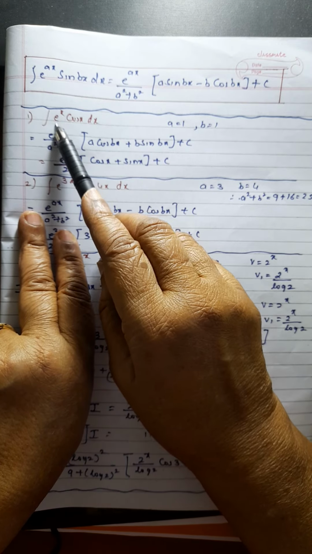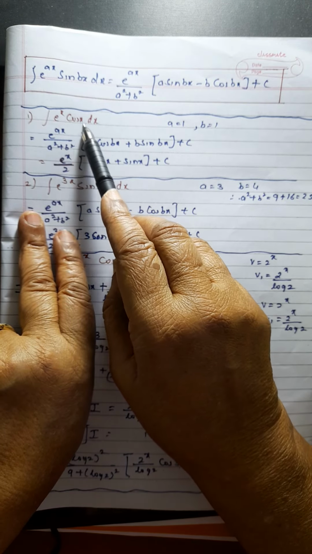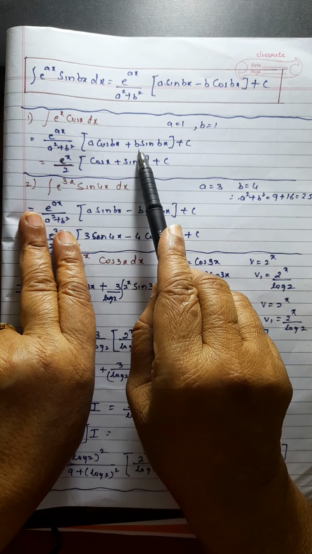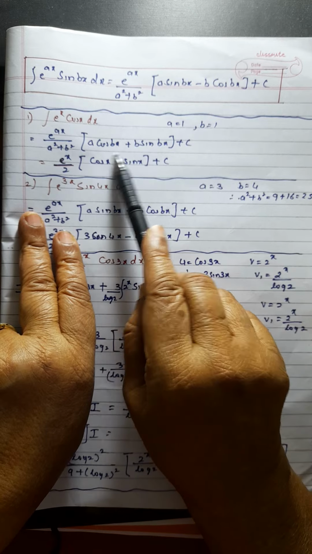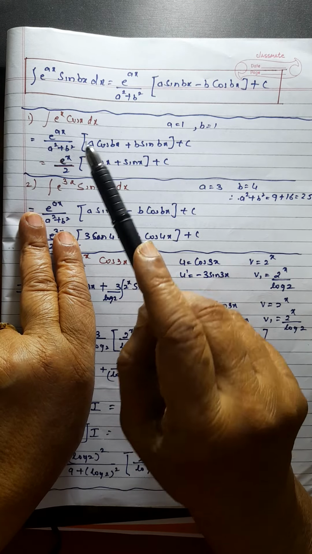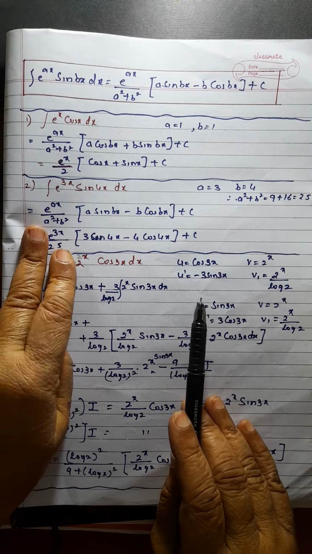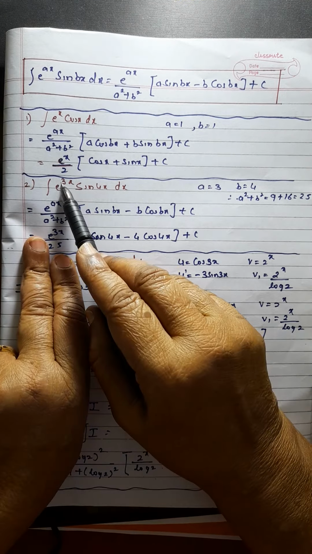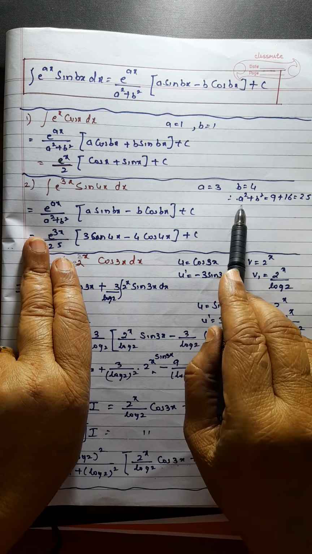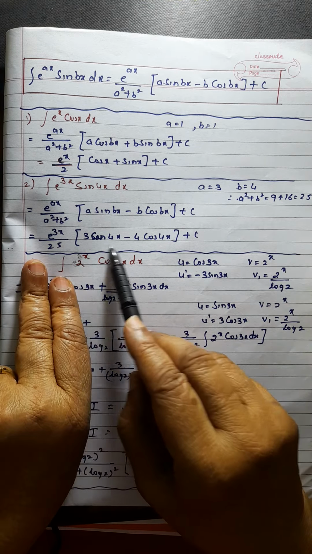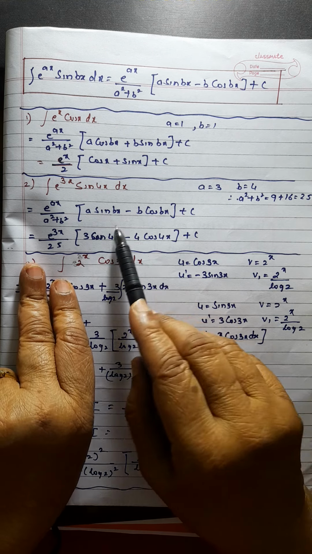Now if this question is asked, e raised to x cos x, then here a is 1, b is 1. The formula is this. So substitute a is 1, b is 1, and then you write this will be your answer. So that's why I told you to remember the formula. Here in this case, a is 3 and b is 4. So a square plus b square will be 25. So here you will get this answer. Formula you write and then you write.